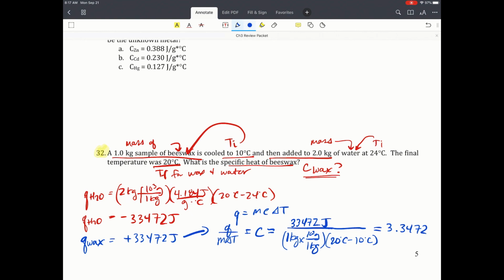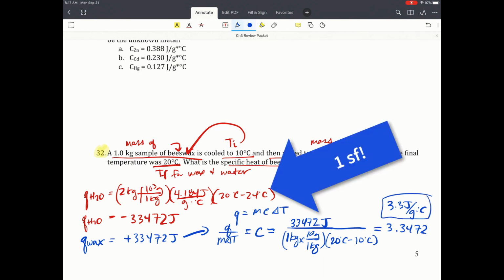And now the last step is to round to the correct number of sig figs, which should really be 1 based on the delta T for water. And that's it. We have solved for C of the wax.